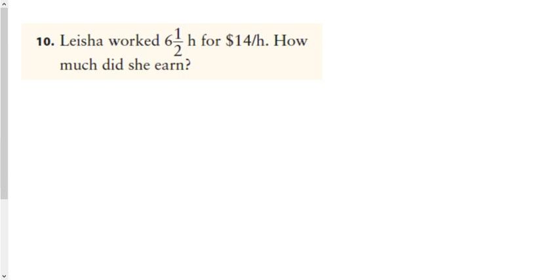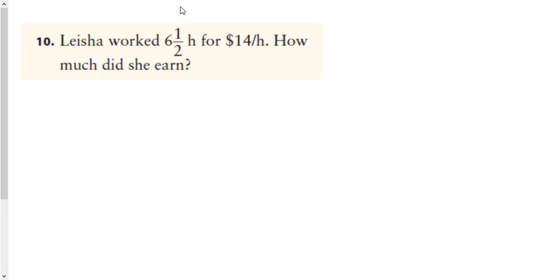Question 10 says, Leisha worked 6.5 hours for $14 an hour. How much did she earn? If you're having difficulty with it, one of the strategies we've been talking about is think of an easier question. She worked 6 hours for $10 an hour. How much did she make? She would have made $60. So taking this and multiplying it by this is our solution.